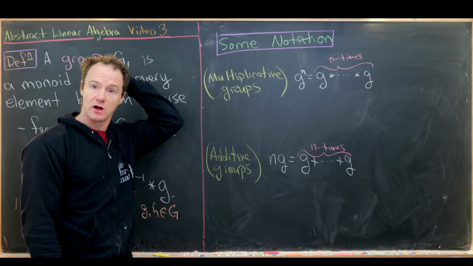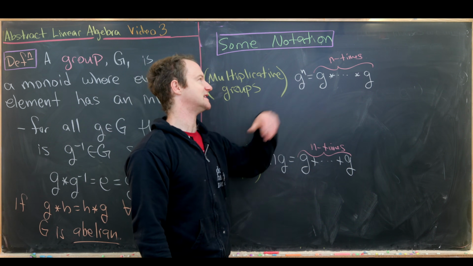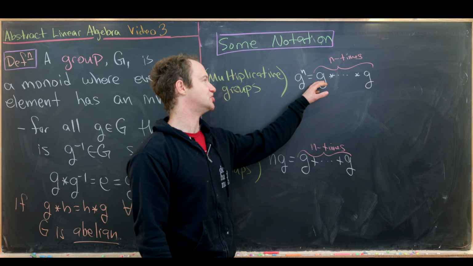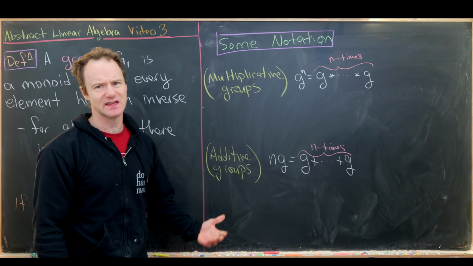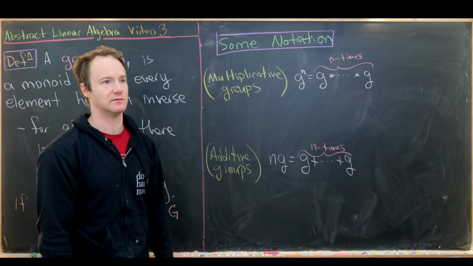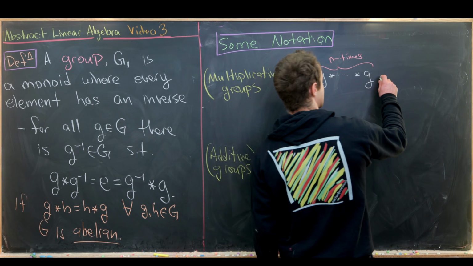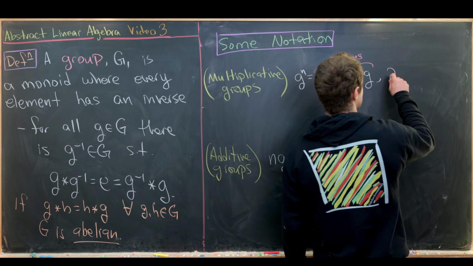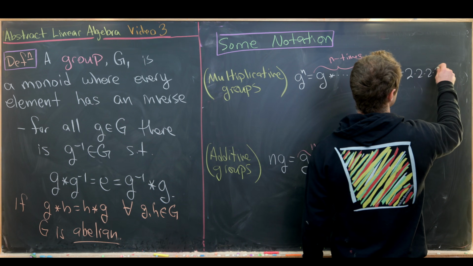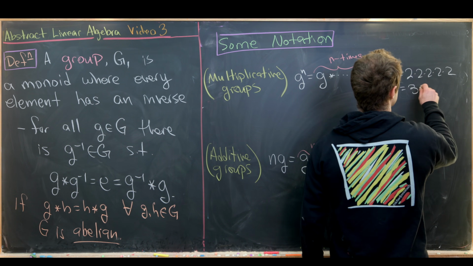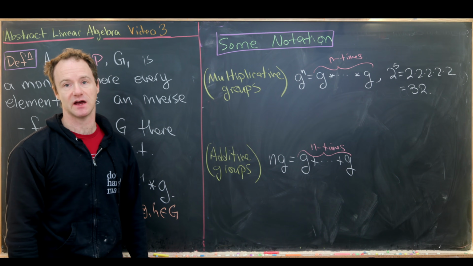So the last thing we'll cover is some notation. In multiplicative groups, we'll write g to the nth power to mean g starred with itself n times, just like classic multiplication from arithmetic. So if you're, for instance, in the non-zero real numbers, if you take 2 to the 5, that's the same thing as 2 times 2 times 2 times 2 times 2, which is the number 32. We combine 2 with itself 5 times.